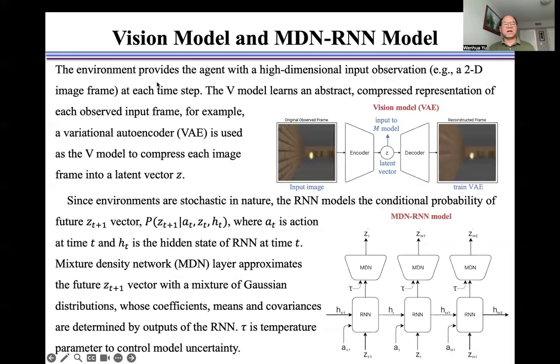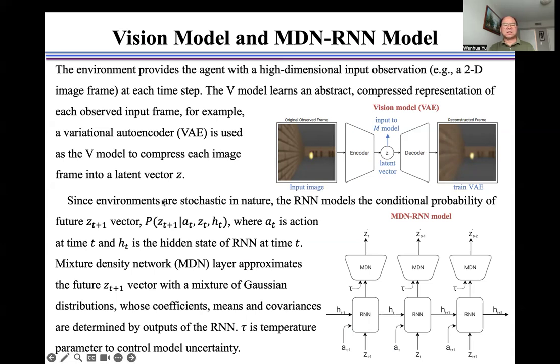The environment provides the agent with a high-dimensional input observation at each time step. The V model learns abstract compressed representation of each observed input frame. For example, a variational autoencoder is used as a V model to compress each image frame into a latent vector Z, as shown here. This is the original observation frame, this is the reconstruction, and this is the latent vector Z.